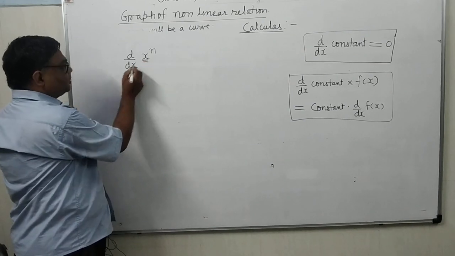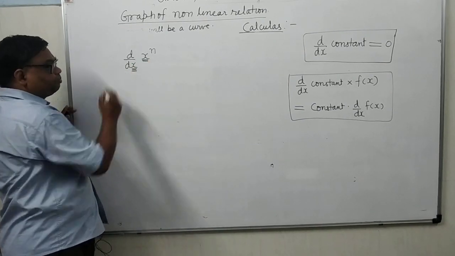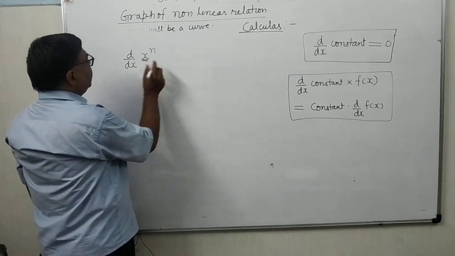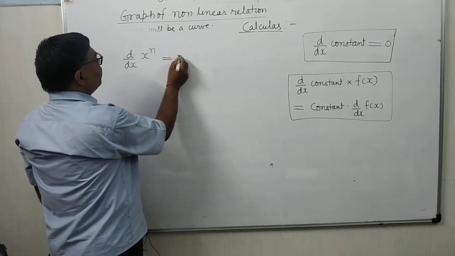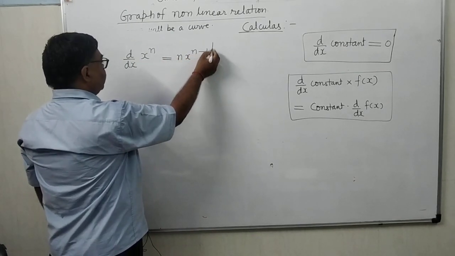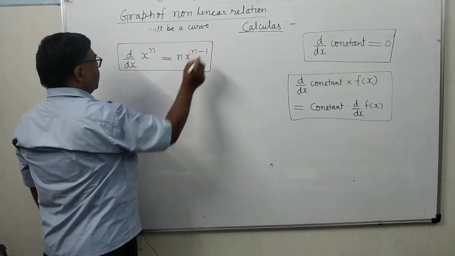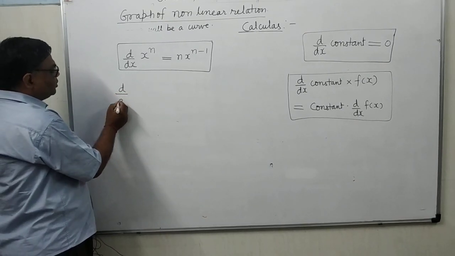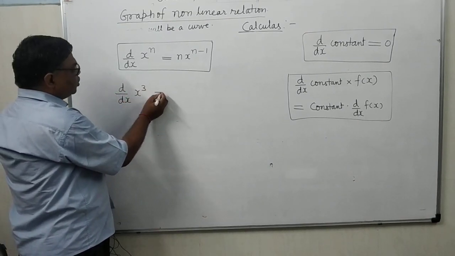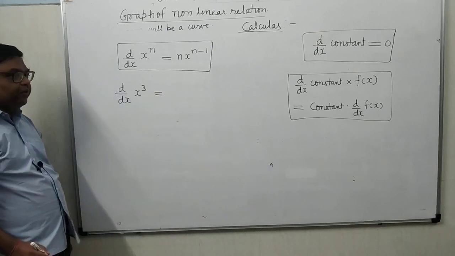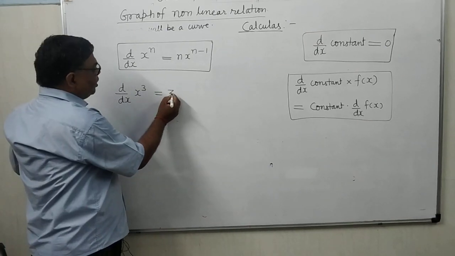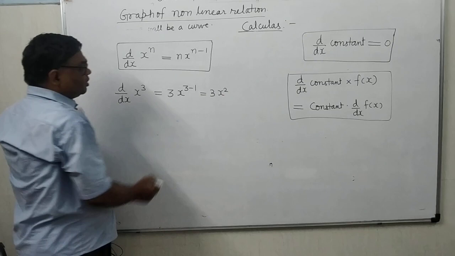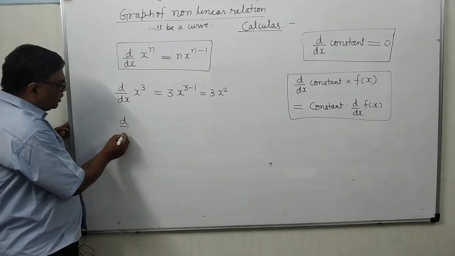The variable with respect to which we are differentiating and the one on which the power is raised, that are the same. So d by dx of x to the power n, what will you write? n x to the power n minus 1. d by dx of x to the power n means n x to the power n minus 1. This is the formula. For example, you can see here d by dx of x cube. What is n here? n is 3. So it will be 3x to the power 3 minus 1, that is 3x square. It's clear?